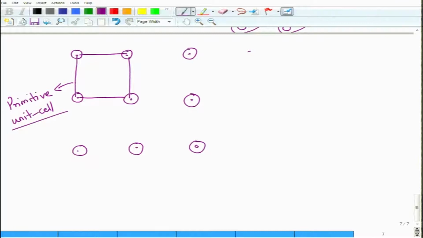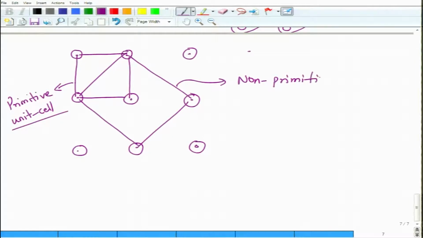Now, if I can draw a bigger unit cell which is also repeatable in space like this, right. How many atoms does it have? It has 2 atoms. So, this is called a non-primitive unit cell of, in this case, second order. Okay. You can go higher and higher.